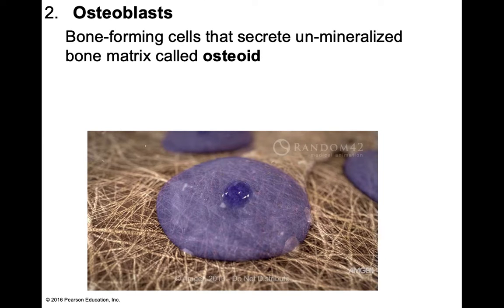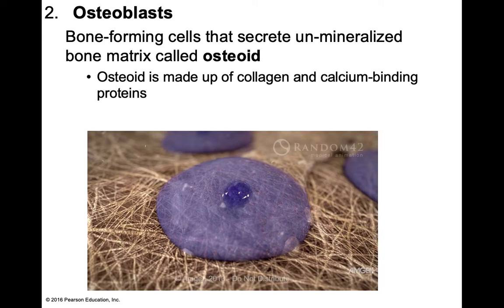Osteoblasts, bone-forming cells that secrete unmineralized bone matrix called osteoid. Osteoid is made up of collagen and calcium binding proteins. As it solidifies, it becomes your bone tissue. So osteoblasts are the ones that are actually producing my bone matrix. Collagen makes up about 90% of bone. So remember, it has to be nice and strong, but it has to be flexible enough to withstand all the movement and all the pressure that we constantly put on our skeletal tissue.